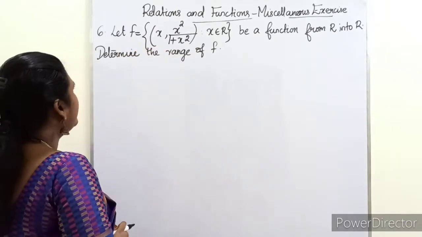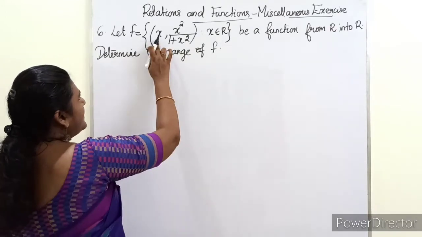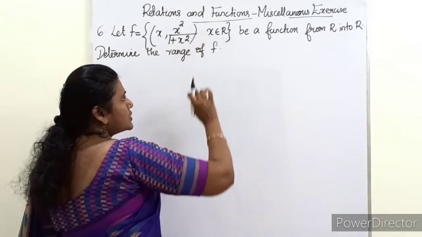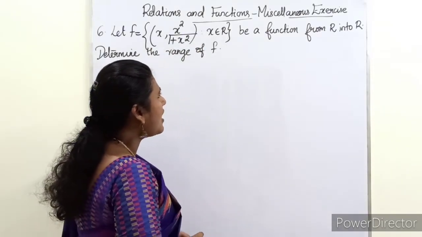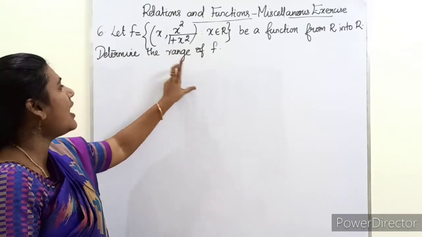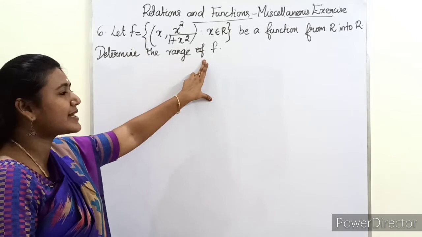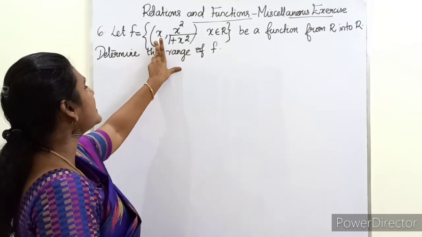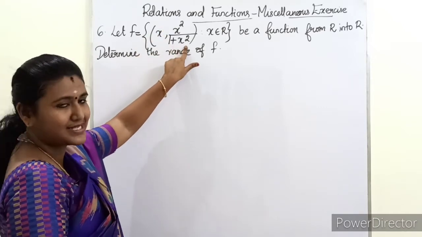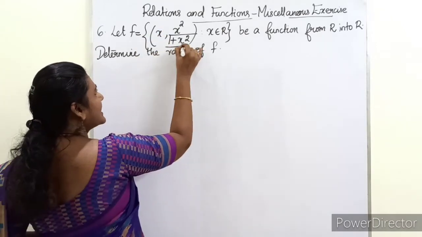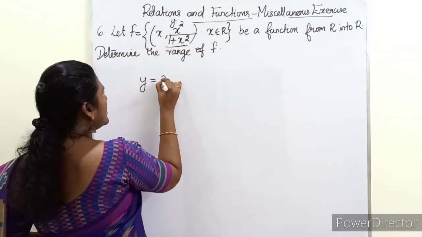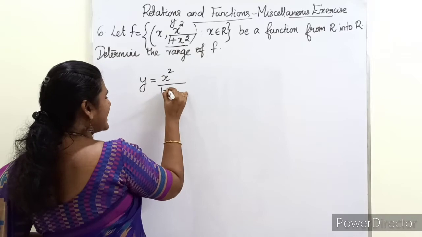So sixth question. Let f be the set of ordered pairs x comma x square by 1 plus x square, where x belongs to R, be a function from R into R. Determine the range of f. Here in this question we have to find the range of f. The function is defined as x comma x square by 1 plus x square. The second element is y, so we can take y is equal to x square by 1 plus x square.